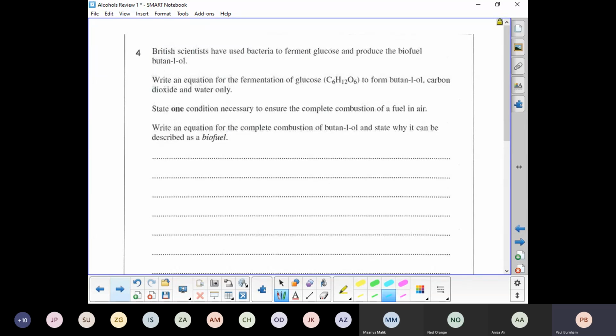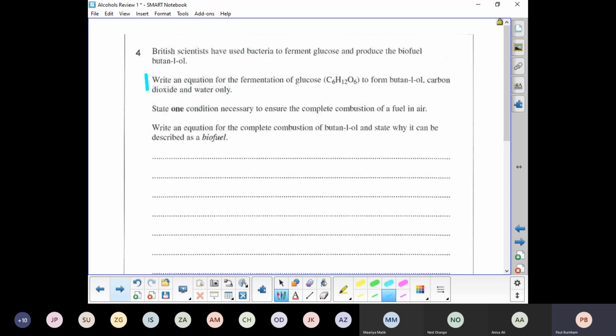Now, question 4, again, you can kind of see when you scan down through the words, there's another reference to fermentation, but it's not quite a standard fermentation question. When we read from the top, it says that British scientists have used bacteria to ferment glucose and produce the biofuel butan-1-ol. Now, of course, what we've got to do here is a long list of things. I'm going to work through the first of the list to show you how it works, and then show the answers from the other part.